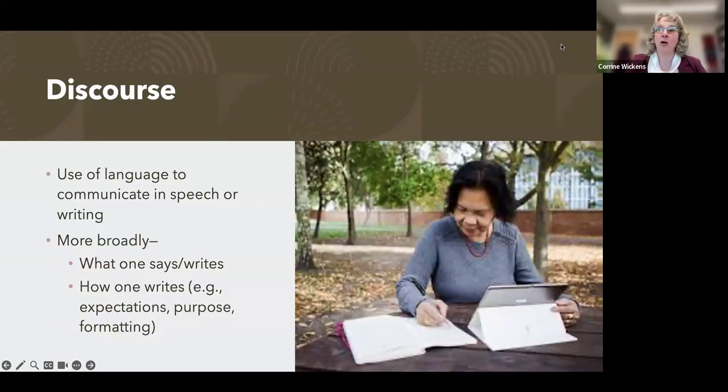Purpose and audience also matter greatly. Writing an article is very different than writing a dissertation. Crafting an empirical manuscript is very different than writing for practitioners. All of those elements constitute discourse of academic writing.